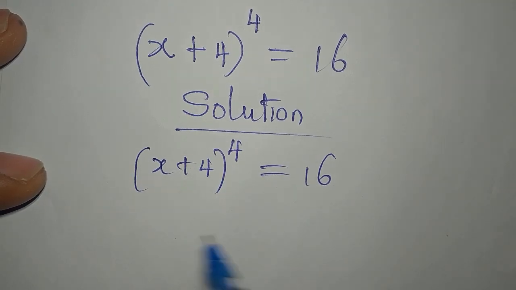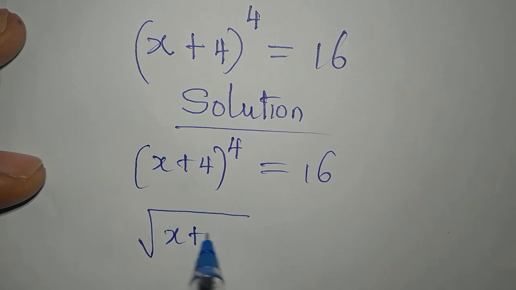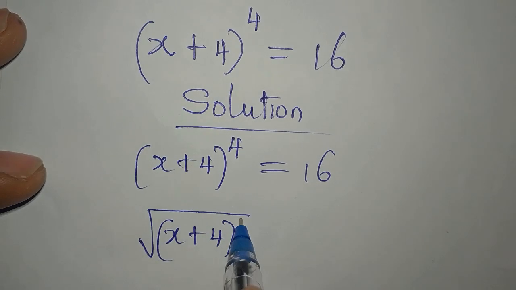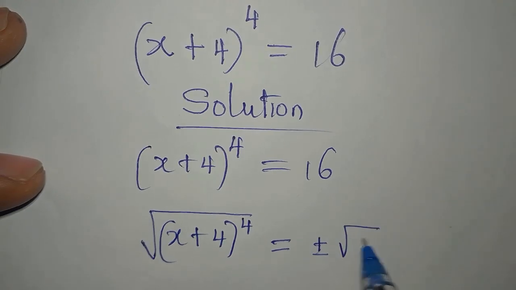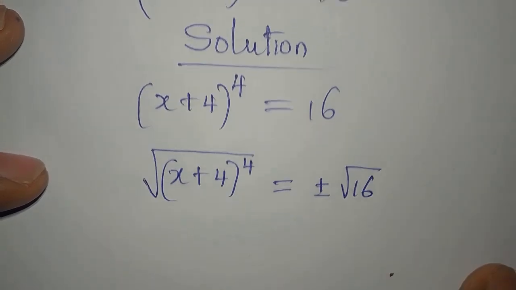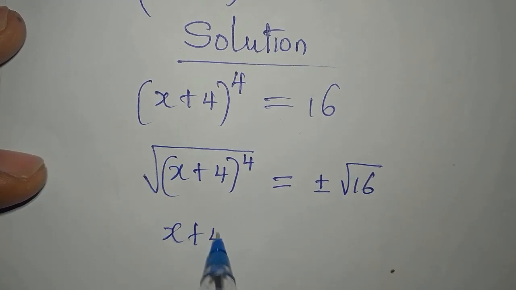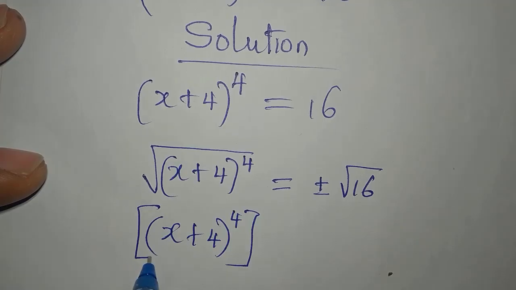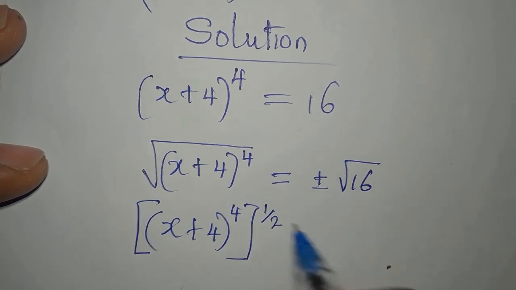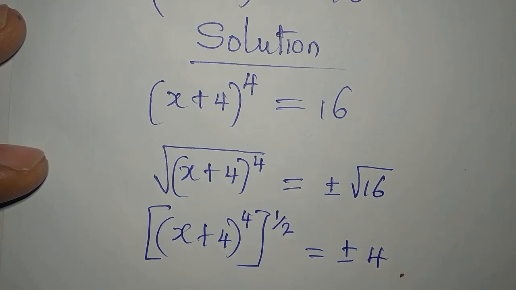And there's nothing wrong if you take the square root of both sides. Then on the right, we have positive or negative square root of 16. Now, this square root, what does it mean? It means that (x + 4)^4 is being raised to the power of 1/2, right? Then on the other side, we have plus or minus. Square root of 16 is 4.